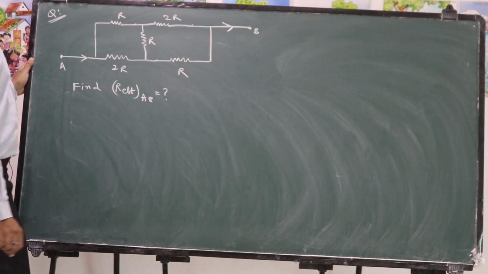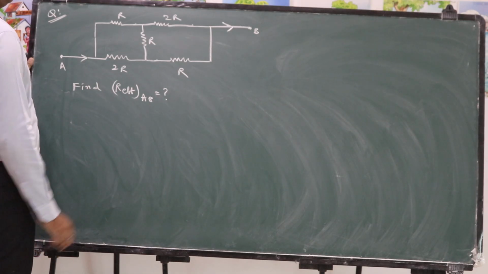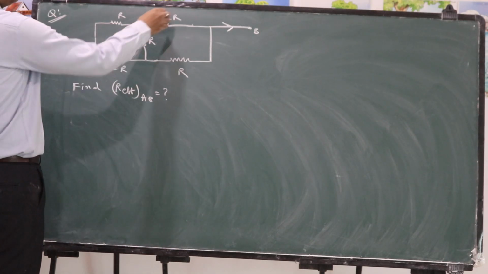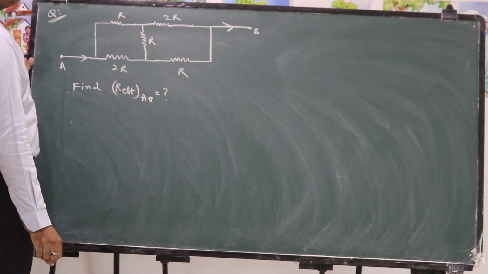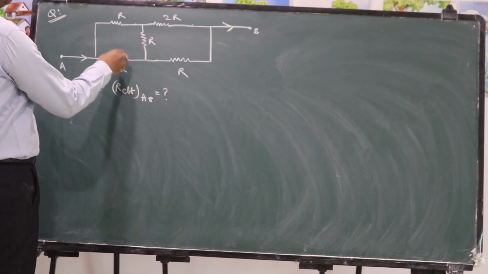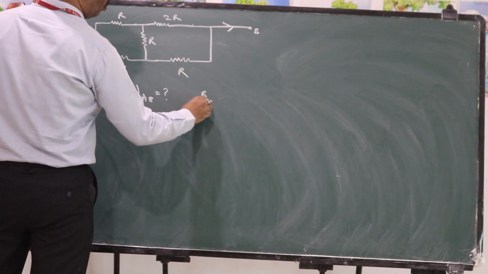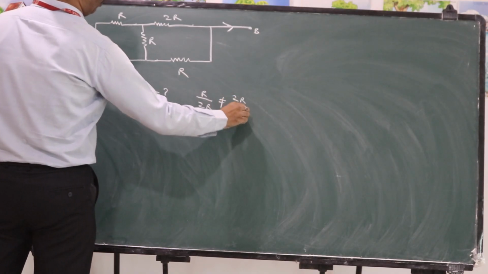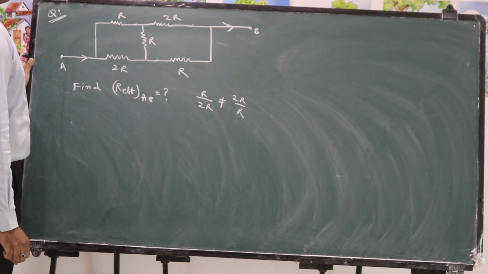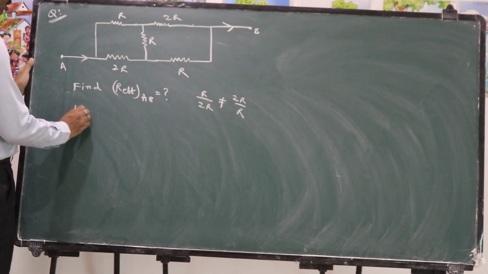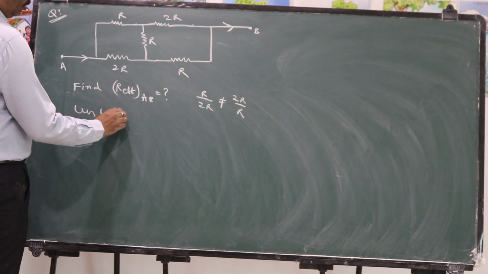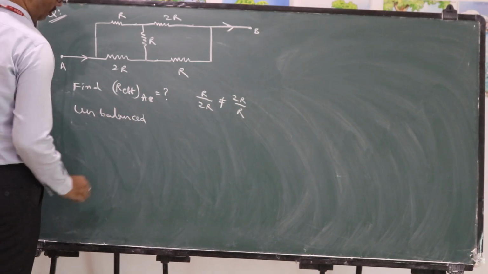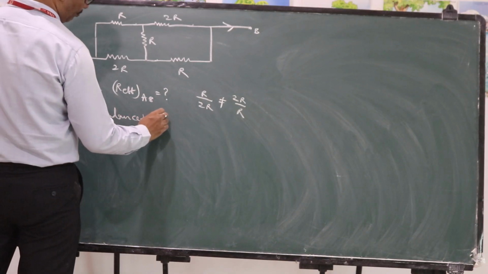So if you observe clearly, the ratio of these two resistors is not equal to the ratio of these two. This is R by 2R, R by 2R, which is not equal to 2R by R. So you can identify the circuit as unbalanced Wheatstone bridge.